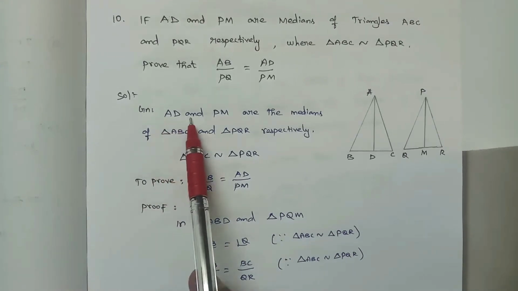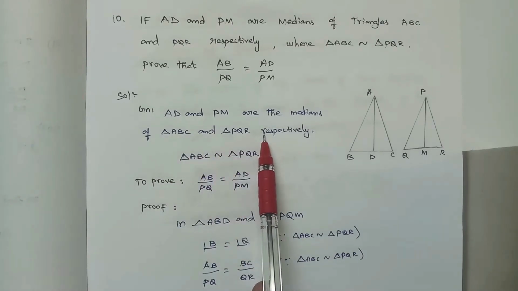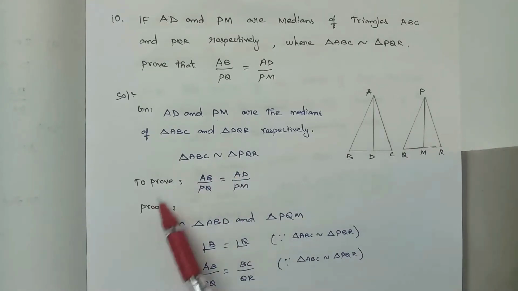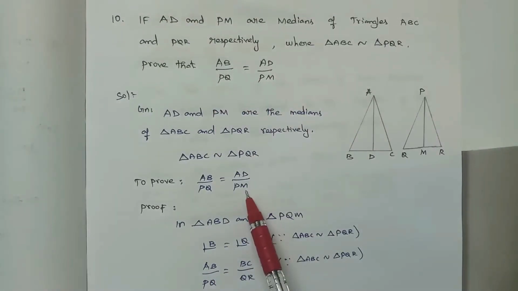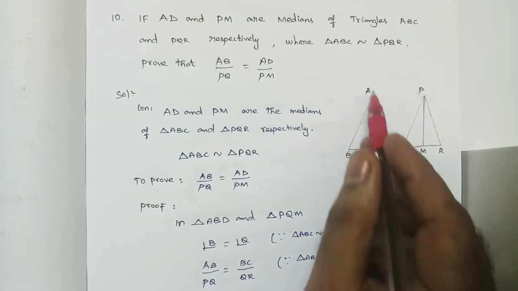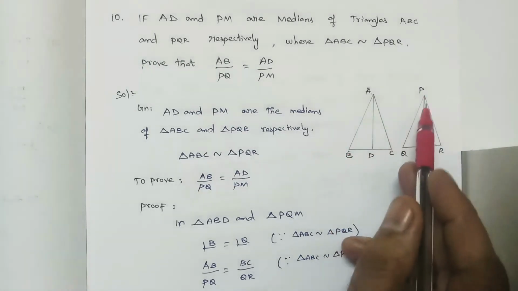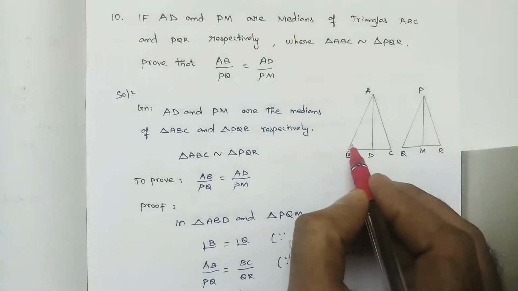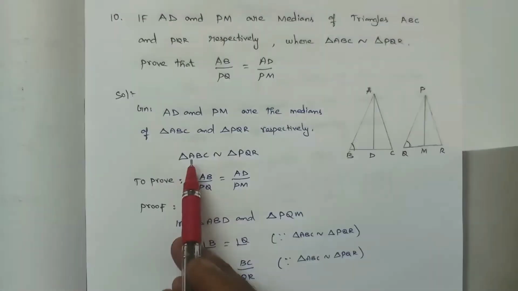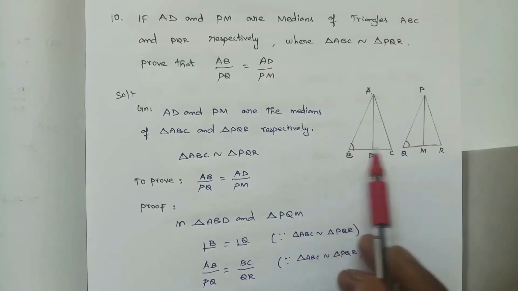Given that AD and PM are the medians of triangle ABC and triangle PQR respectively, and one more given, triangle ABC is similar to triangle PQR, we want to prove that AB by PQ is equal to AD by PM. Proof: first, I'm choosing the triangles ABD and PQM. See here, angle B is equal to angle Q. Why are these two angles equal? Because it is given that triangle ABC is similar to triangle PQR. So angle B is equal to angle Q.